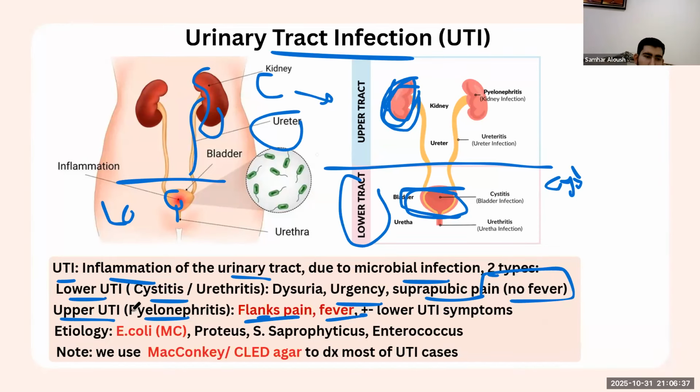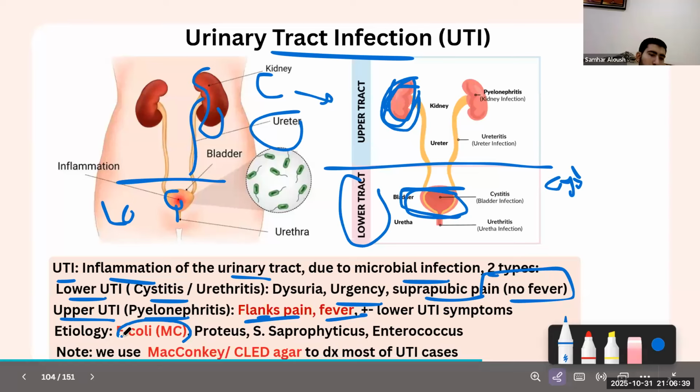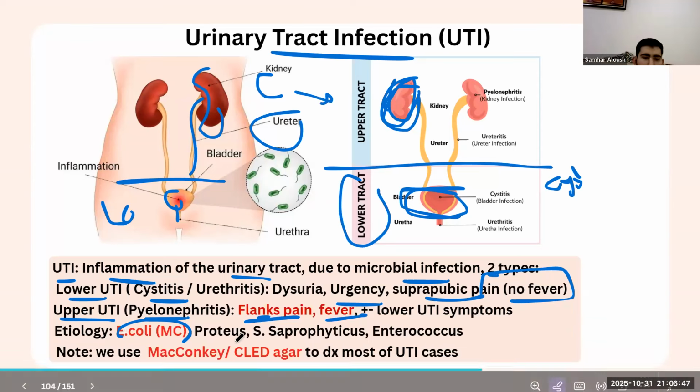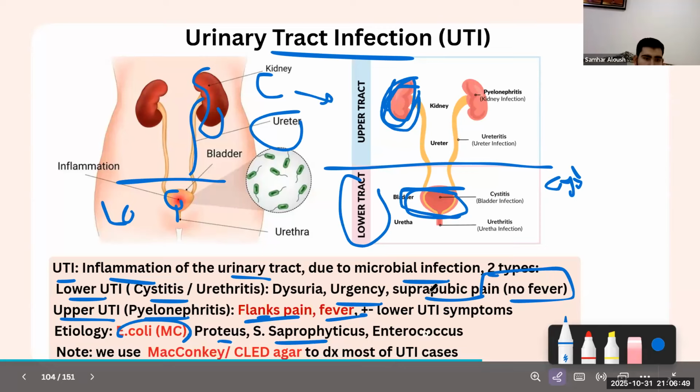What are the causes of UTI? Most common is E. coli. So if the question only says someone has UTI, definitely choose E. coli. Other organisms, like Proteus, we will discuss later.